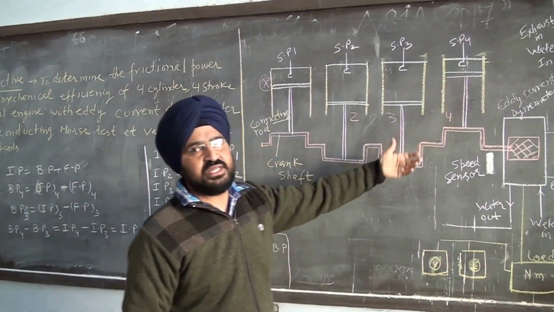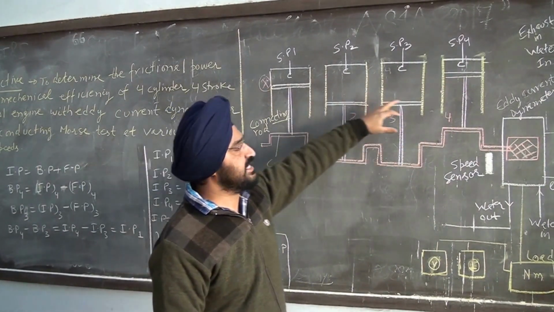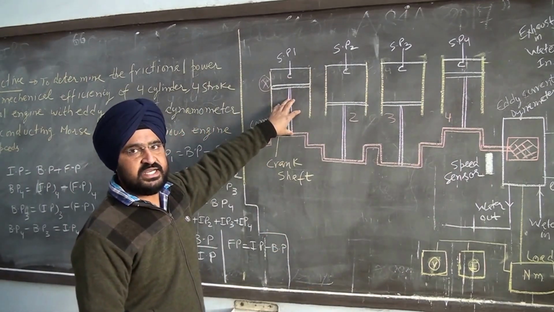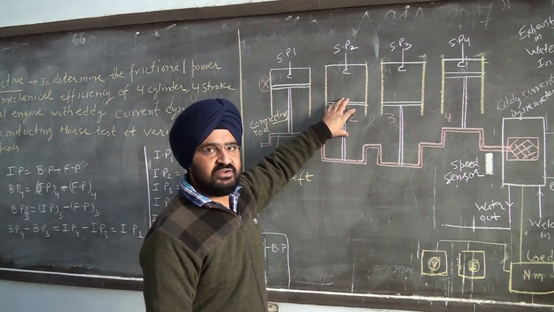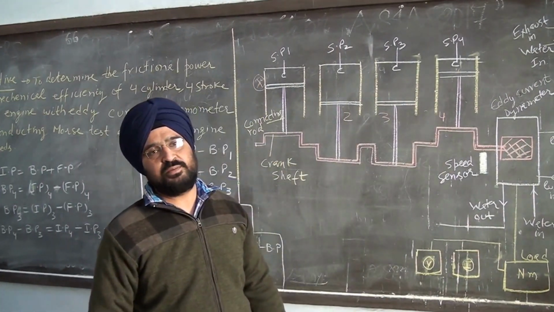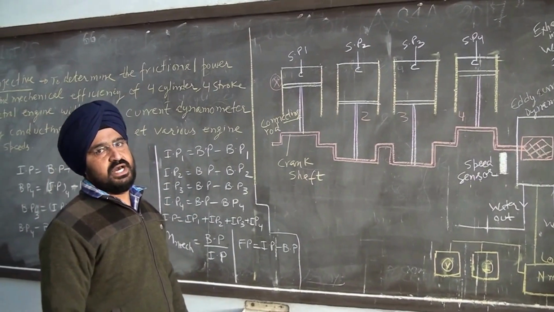So then we have the combined brake power of all three cylinders, plus the frictional power of the first cylinder FP1, for the second FP2, then 3, 4. But for combined, the frictional power will be the same for all of these cylinders.